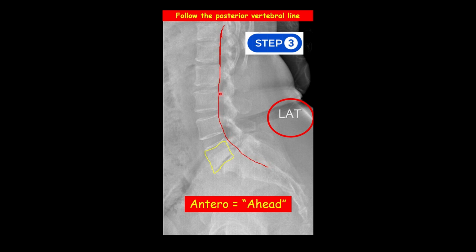So once we trace the posterior borders, we need to see if any particular vertebral body has shifted anteriorly or posteriorly. Now, if you see in this X-ray, the posterior border of L5 has lost contact with the posterior vertebral line and has shifted forward. So we can call it anterolisthesis of L5 over S1.